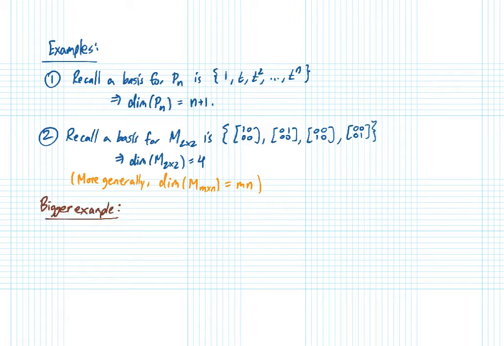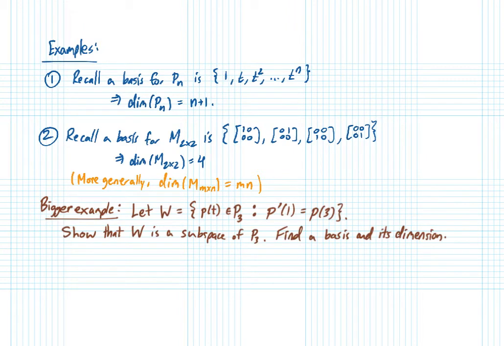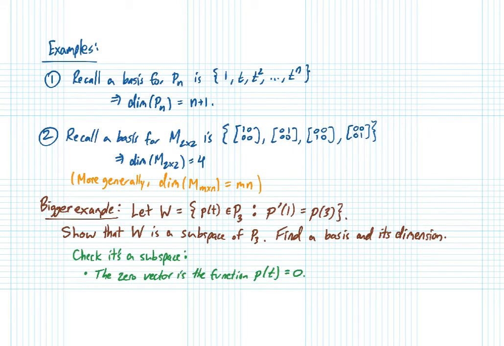Okay, but these examples might feel like they're a little bit too simple, and so I'll give you a more interesting example that actually combines a lot of the things that we've been learning recently. So let's say that W is the set of polynomials in P3 such that P prime of 1 is equal to P of 3. We'll show that W is a subspace of P3, and then we'll find a basis, and then in finding a basis, we'll know what the dimension is. Okay, so first let's check it's a subspace.